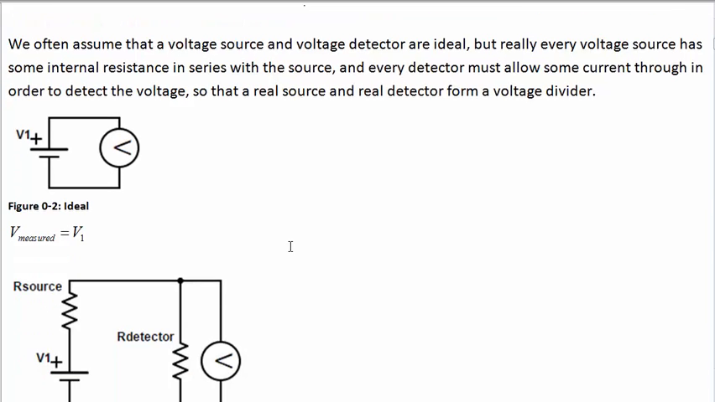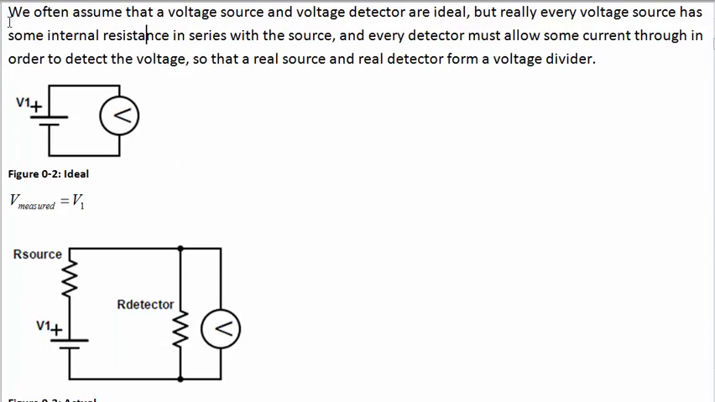Let's talk about some reality for a second. I know how much we hate doing that, but let's talk about reality. We often assume that a voltage source and detector are ideal, but really every voltage source has some internal resistance in series with the source, and every detector must allow some current through in order to detect the voltage, so that a real source and real detector form a voltage divider.